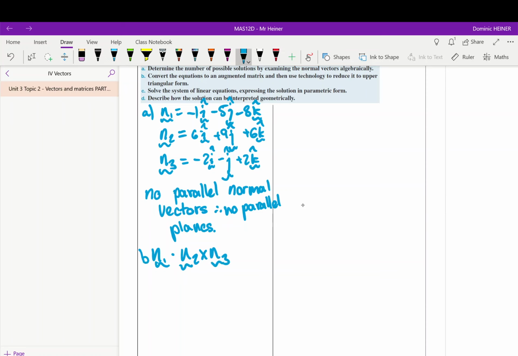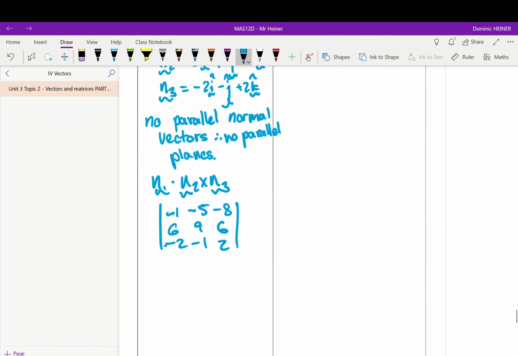This is still part A. So the scalar triple product of this can be found by converting it into a matrix and finding the determinant. We get -1, -5, -8, 6, 9, 6, -2, -1, 2. And so again, we find those submatrices, but this time we find that that is equal to 0. So as it's equal to 0, we know that they're coplanar. They're not parallel, so it could be either a line or it could be no intersection at all.